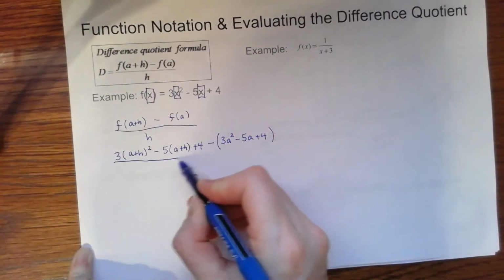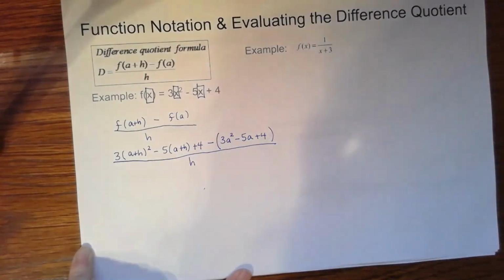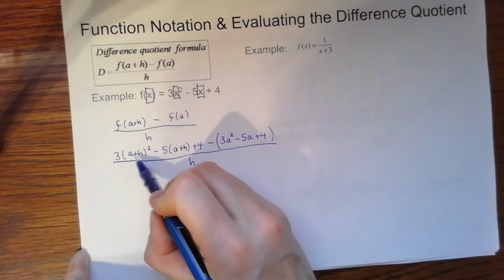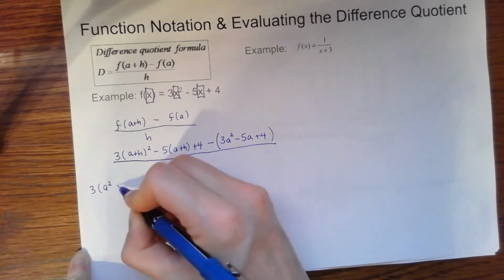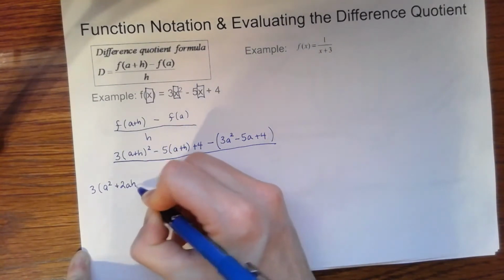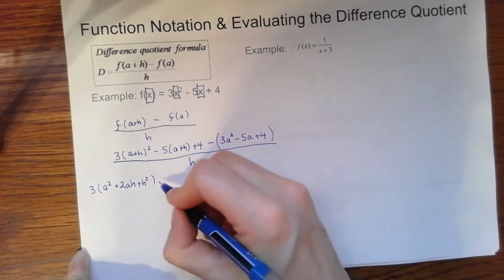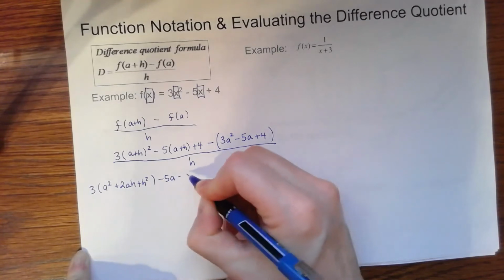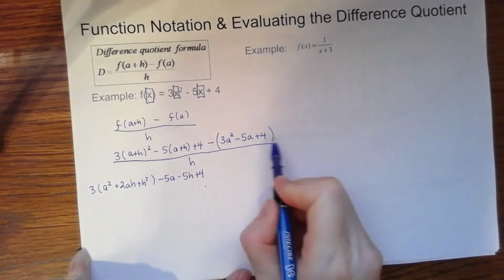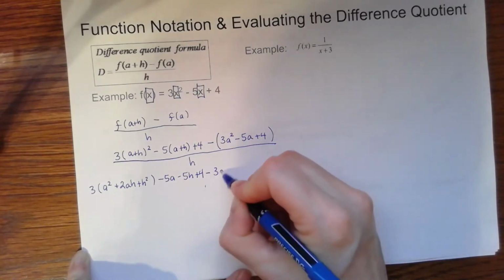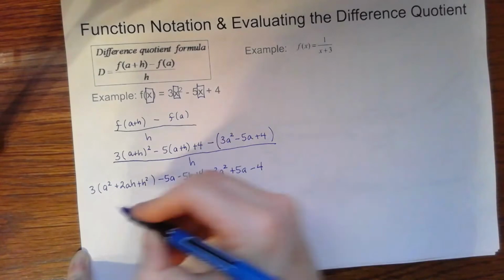And that whole thing will be divided by h. Okay, so we have to square this. That'll be 3 times a squared plus 2ah plus a squared. And I'll go ahead and distribute this one. Minus 5a minus 5h plus 4. Distribute this minus 3a squared plus 5a minus 4.